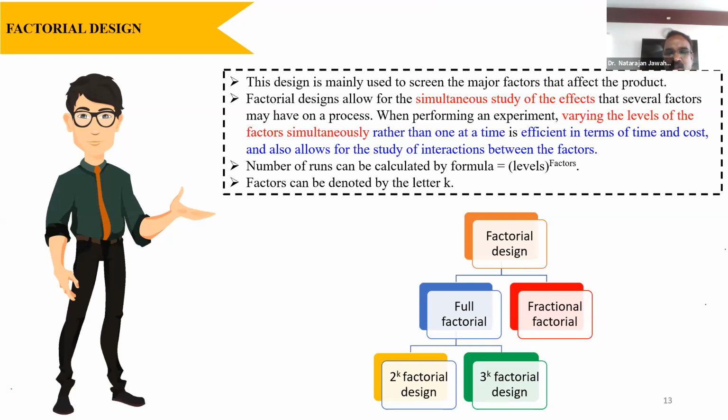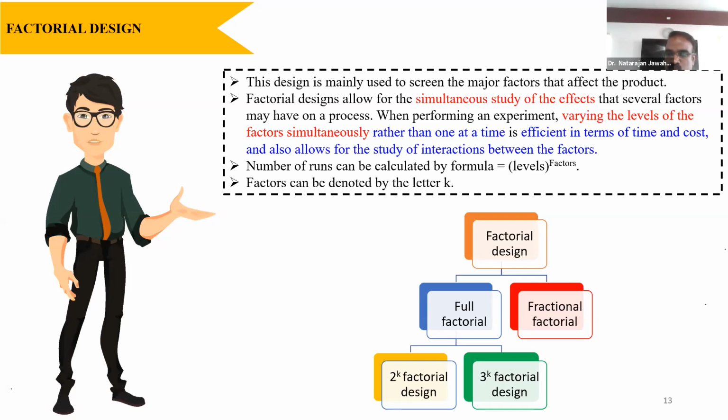Factorial design allows for the simultaneous study of the effects that several factors may have on the process. That's the beauty of this tool. At a time, you can understand the effect or influence of several factors on response, when performing an experiment, varying the levels of factors simultaneously rather than one at a time. Usually in the conventional method, one time we are changing the factor, we are changing the levels.